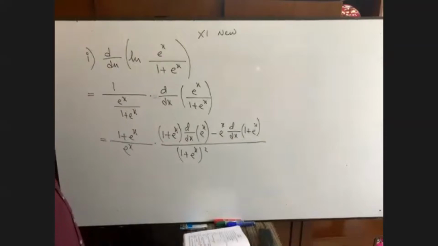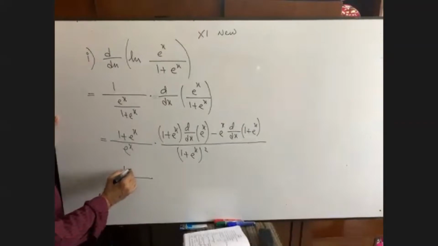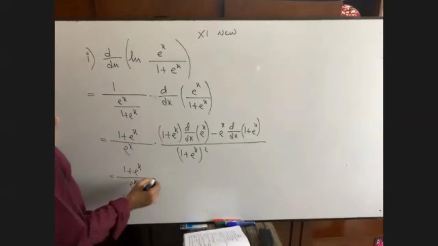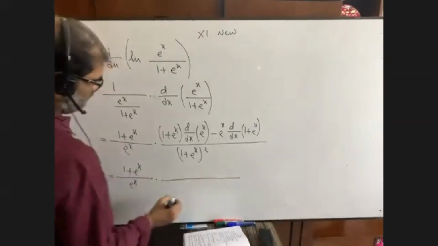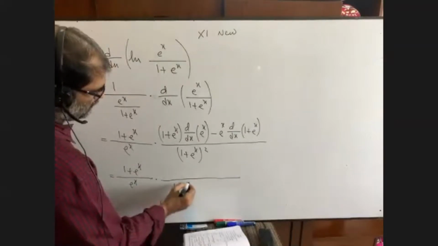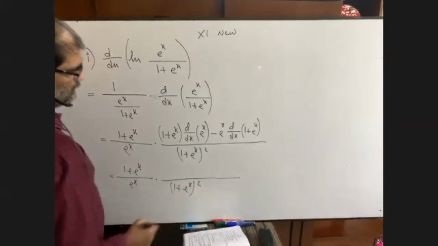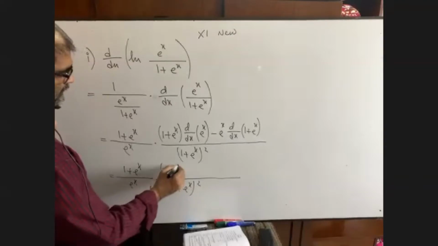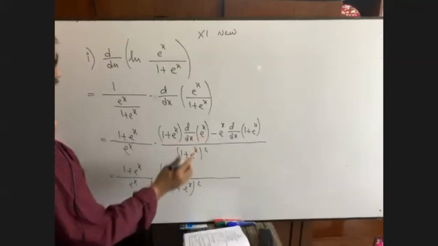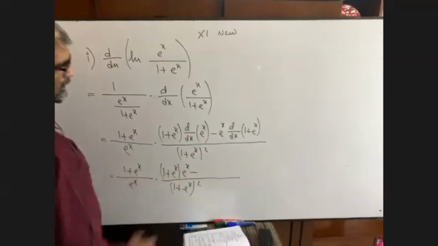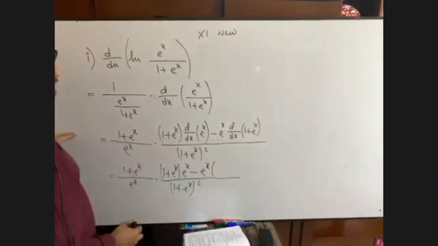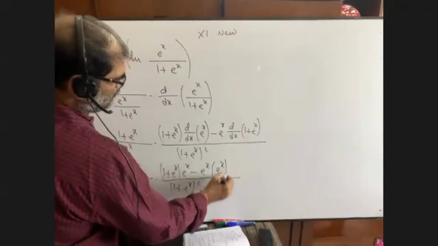Now you have to calculate. Okay, 1 plus e to the power x by e to the power x into 1 plus e to the power x whole square, 1 plus e to the power x. Okay, it is only e to the power x minus e to the power x. 1 is 0, so e to the power x is e to the power x.